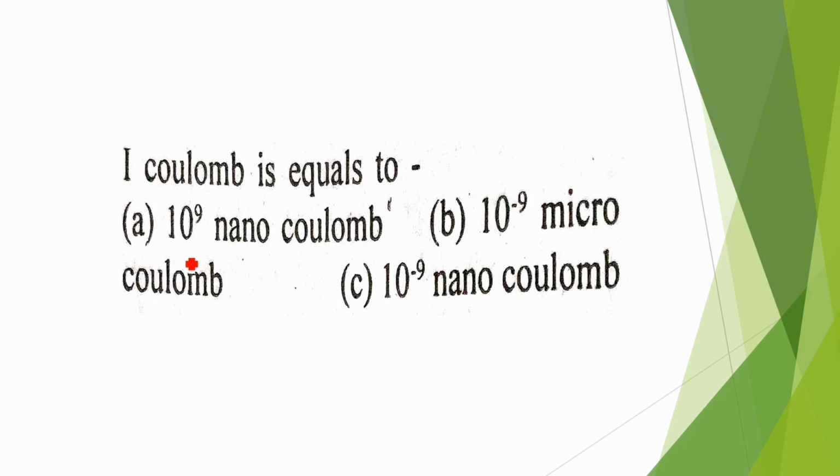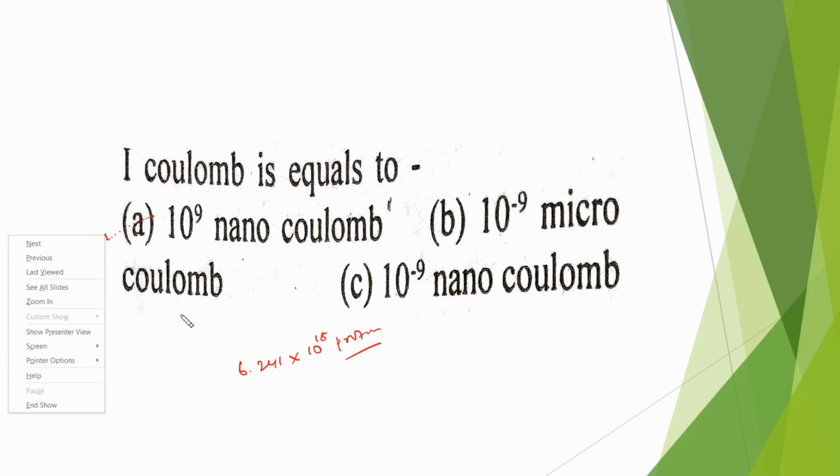Okay, it is also equal to the charge of 6.241 into 10 to the power 18 protons. So here, 1 coulomb is equal to what? The correct answer will be 10 to the power 9 nanocoulombs. 1 coulomb equals 10 to the power 9 nanocoulomb. These two are not the correct options. The correct option is 1 coulomb is equal to 10 to the power 9 nanocoulomb.